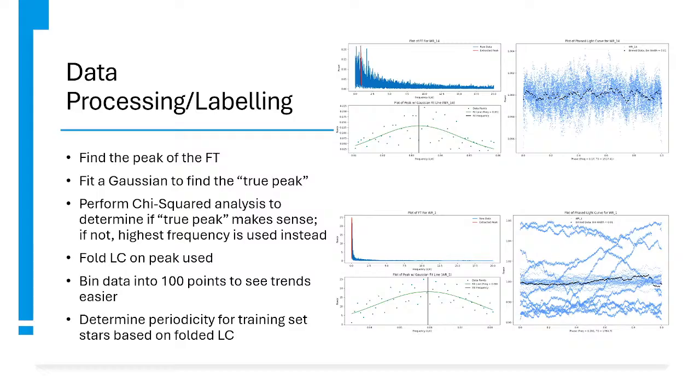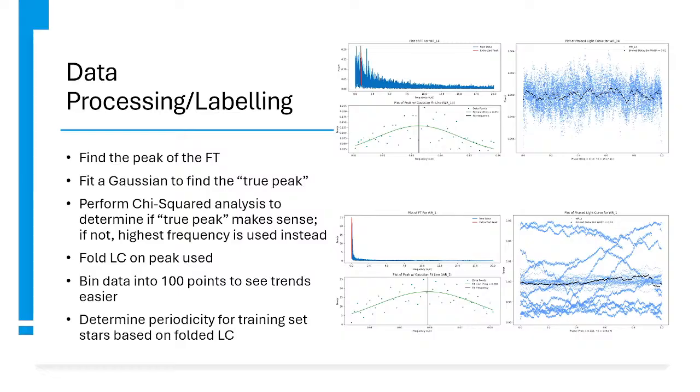And then on that peak, I took the points around it and fit a Gaussian to it. That would be the plot underneath those ones with the green line. Then when I found the quote-unquote true peak, which is the black line in those, I performed a chi-squared analysis to determine if the true peak actually makes sense.